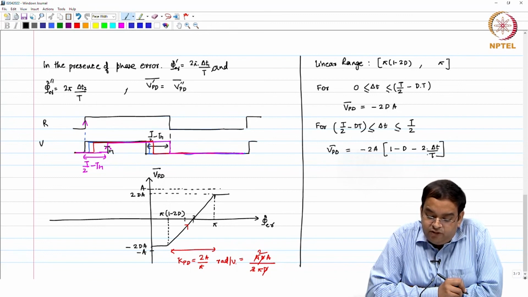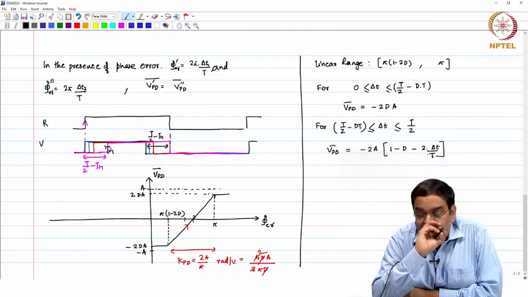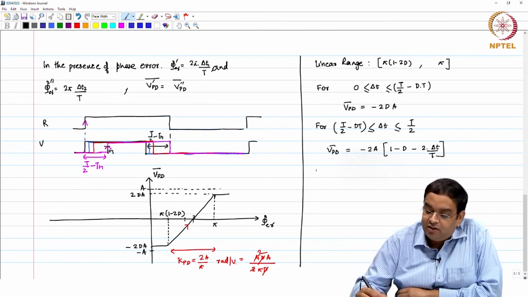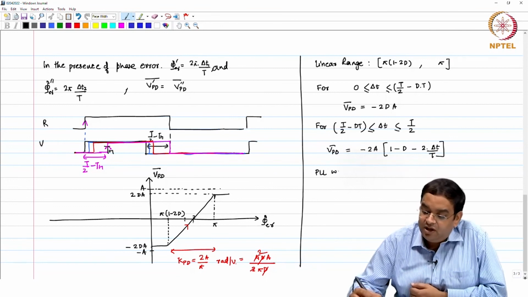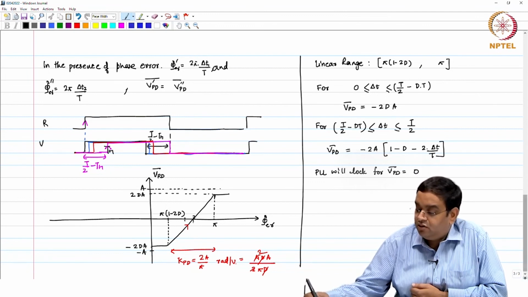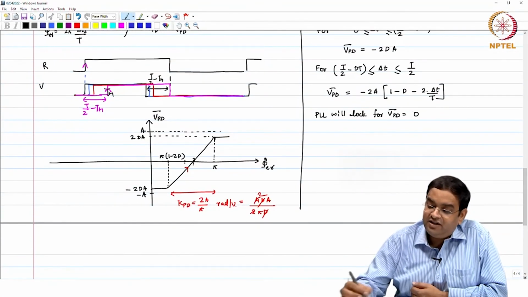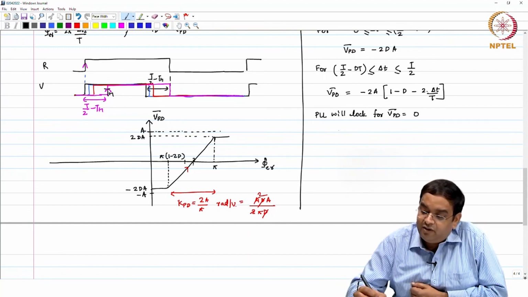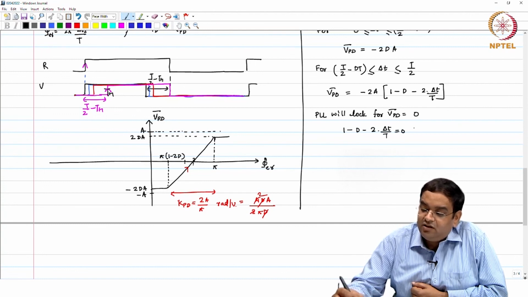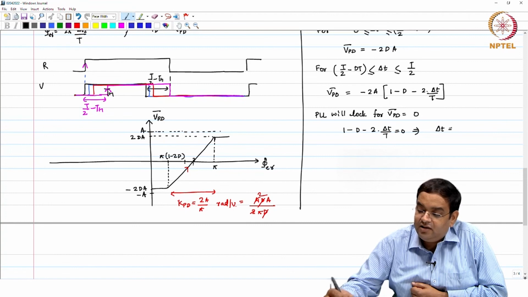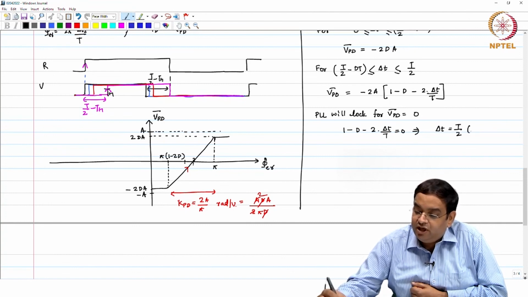Okay. So, your PLL is not going to lock to pi by 2, but it is going to lock, if the frequencies are the same, for VPD average equal to 0, right. If VPD average is equal to 0, you can just substitute it back. What you see here is 1 minus d minus 2 times delta t by t is equal to 0, which is delta t is equal to t by 2 into 1 minus d.